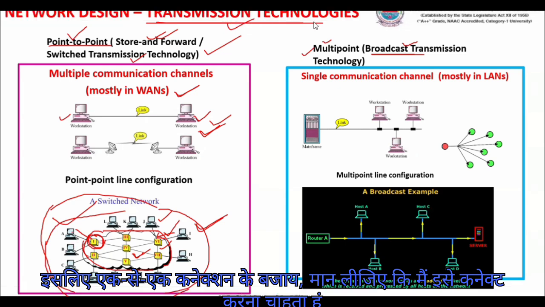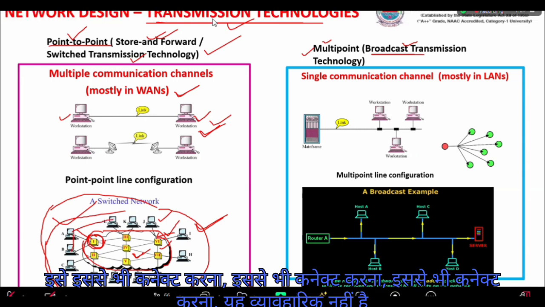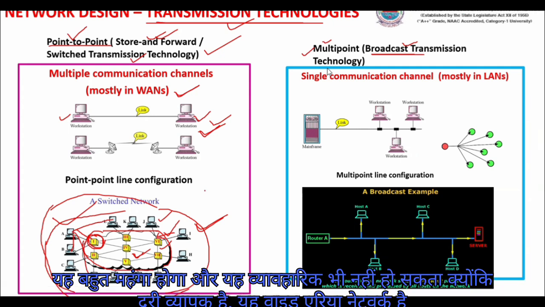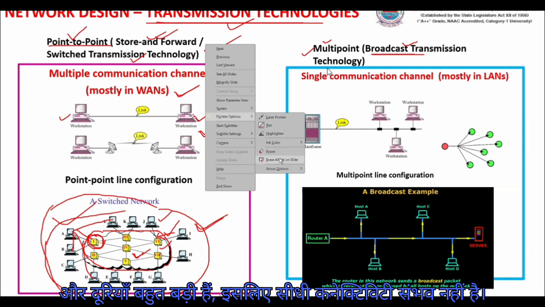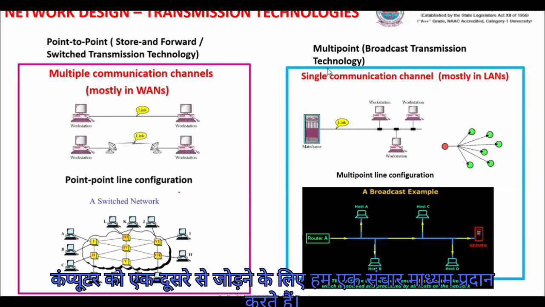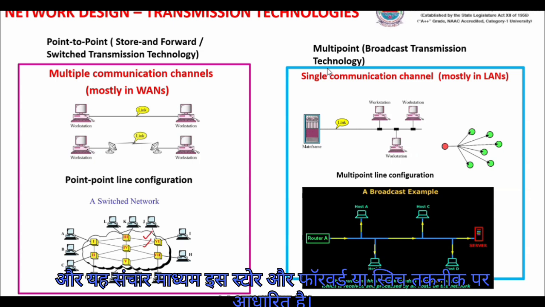Instead of one-to-one connections, say suppose I want to connect this to this also, to this also, to this also, that is not feasible. It's going to be very expensive, plus it may not be practical because distances are wide. It's a wide area network and distances are very large, so it's not possible to have direct connectivity between the computers. In order to have them connected to each other, we provide a communication subnet.